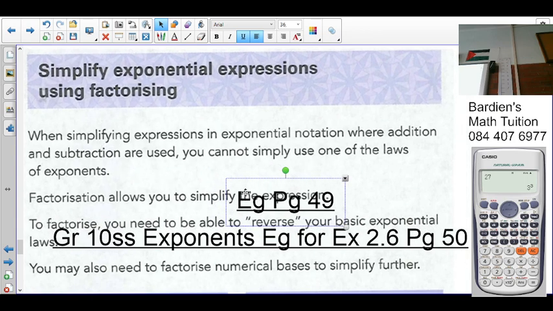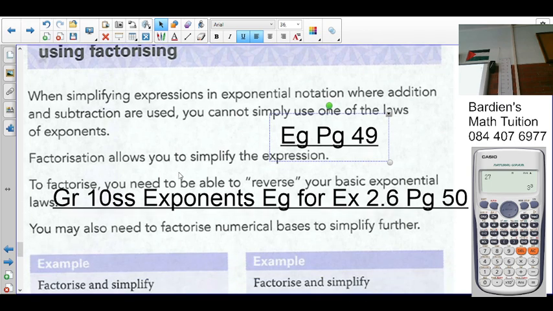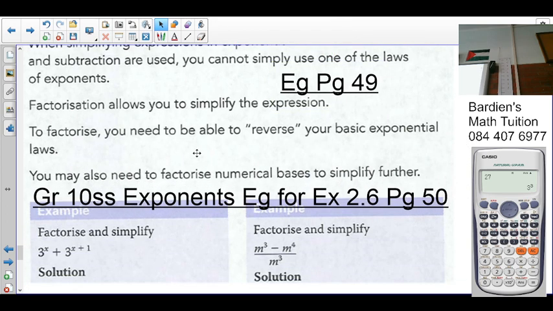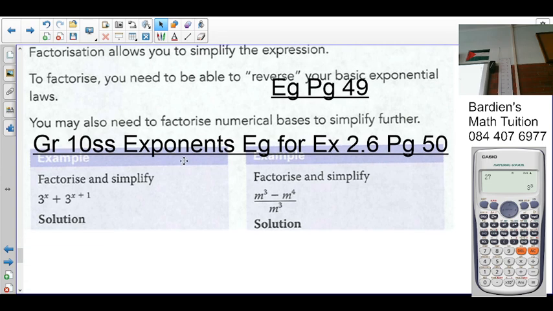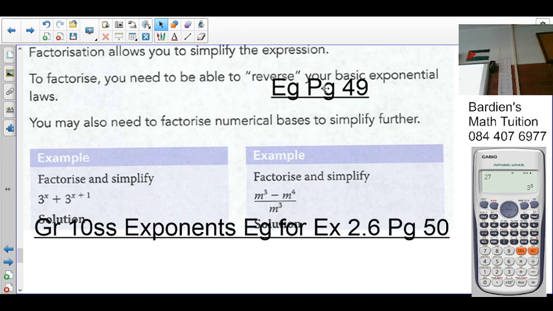So when simplifying expressions in exponential notation, where addition and subtraction are used, you cannot use one of the laws of exponents. Factorization allows you to simplify the expression. To factorize, you need to be able to reverse your basic exponential laws. You may also need to factorize numerical bases to simplify it further.